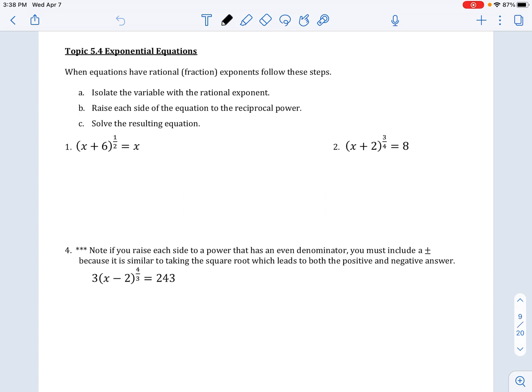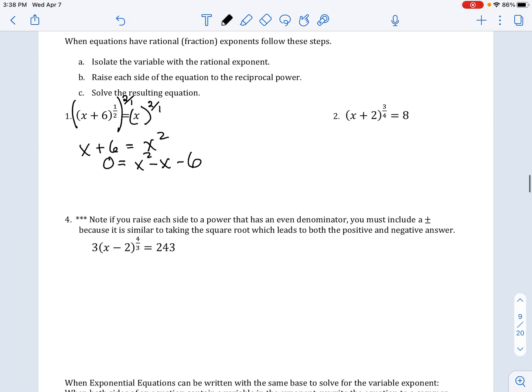So in number 1, we have x plus 6 raised to the 1/2. So we're going to raise both sides to the reciprocal of 1/2, which is 2/1. On the left side, we're just going to get x plus 6. On the right side, we're going to get x to the 2nd power. And now we see that we have a quadratic. So we're going to move everything over to one side, x squared minus x minus 6, and we're going to factor that equation.